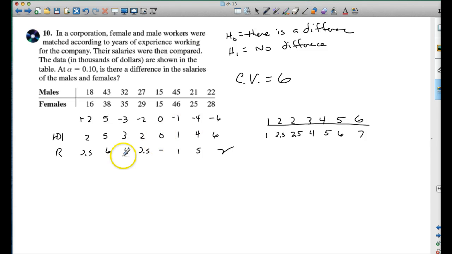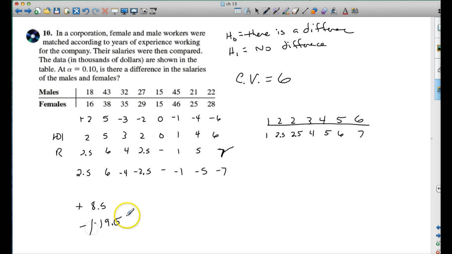Then we look at the rankings and change them according to their signs. So this is positive 2.5, positive 6, negative 4, negative 2.5, negative 1, negative 5, and this is 7 here, so this would be a negative 7. Making sure everything's right here: negative, negative, positive, positive. So the sum of my positives is 8.5, and the sum of my negatives is negative 19.5.